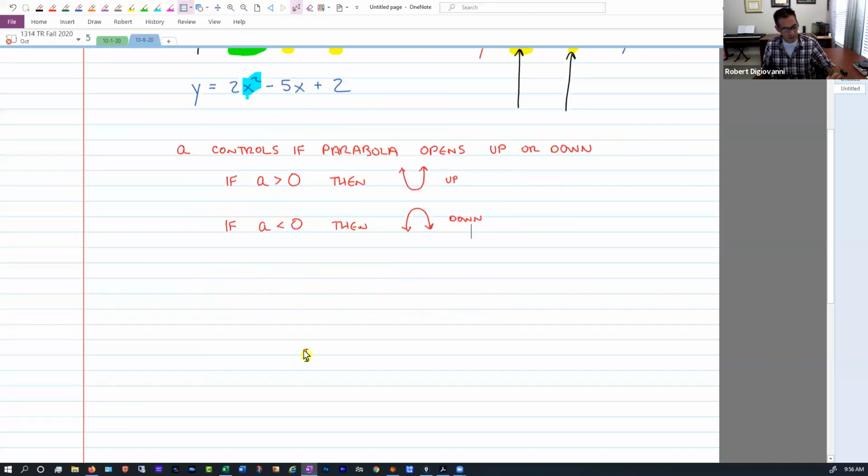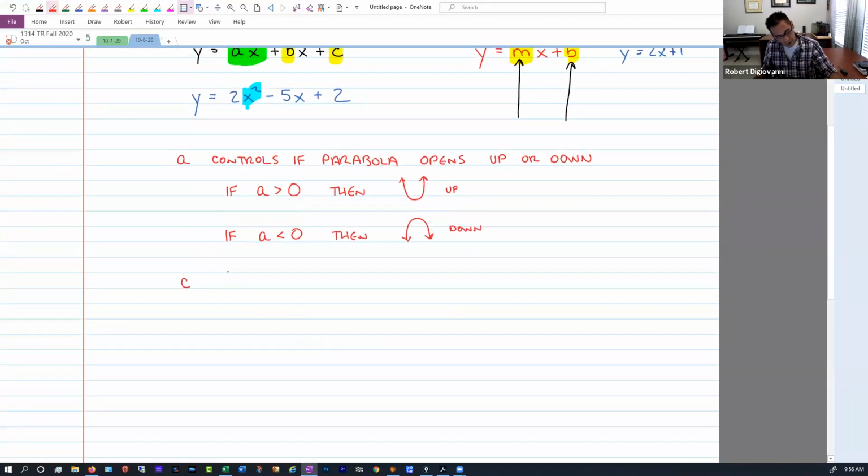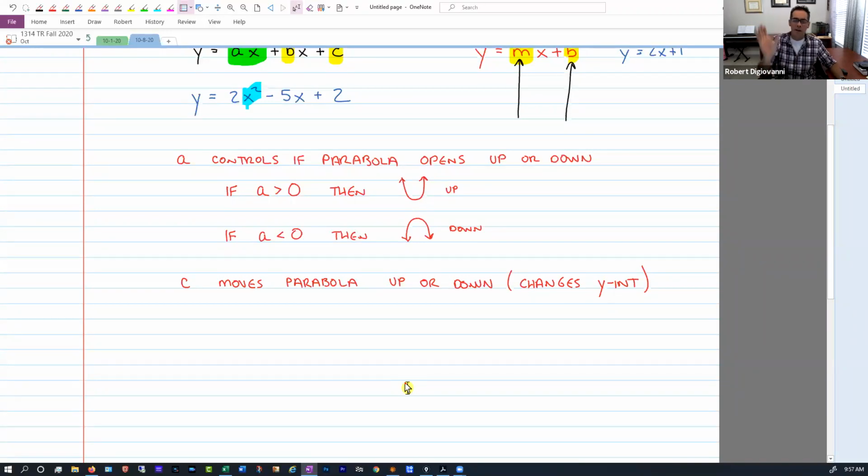The C moves the parabola up or down. It changes the Y-intercept. Right? So the C has control of the shifting of this thing up and down.